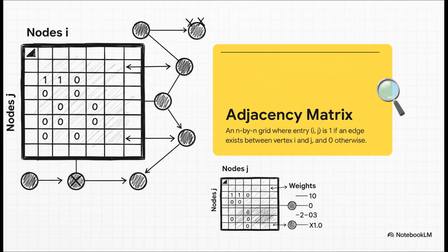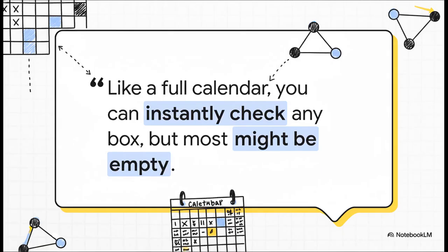Well, just imagine a big grid, kind of like a spreadsheet. The rows and the columns, those are all the nodes in your graph. Now, if node I is connected to node J, you just pop a 1 in that cell. If they're not connected, it's a 0. It's really that simple. Oh, and if you have weighted graphs, you just store the weight of the edge instead of a 1. Easy.